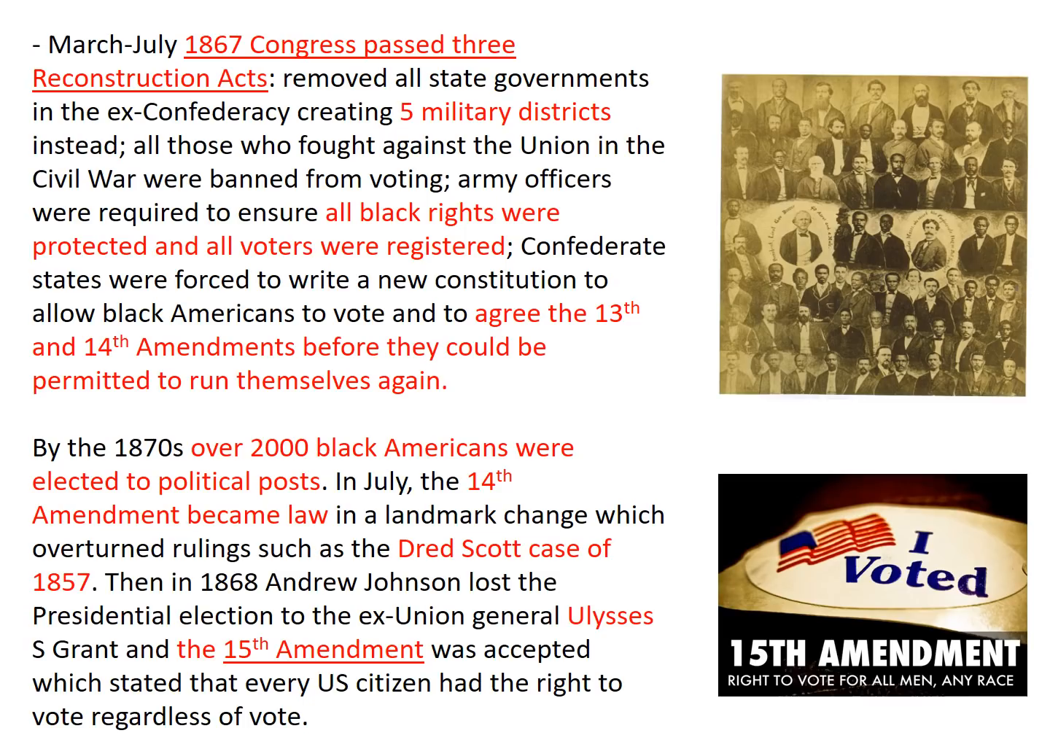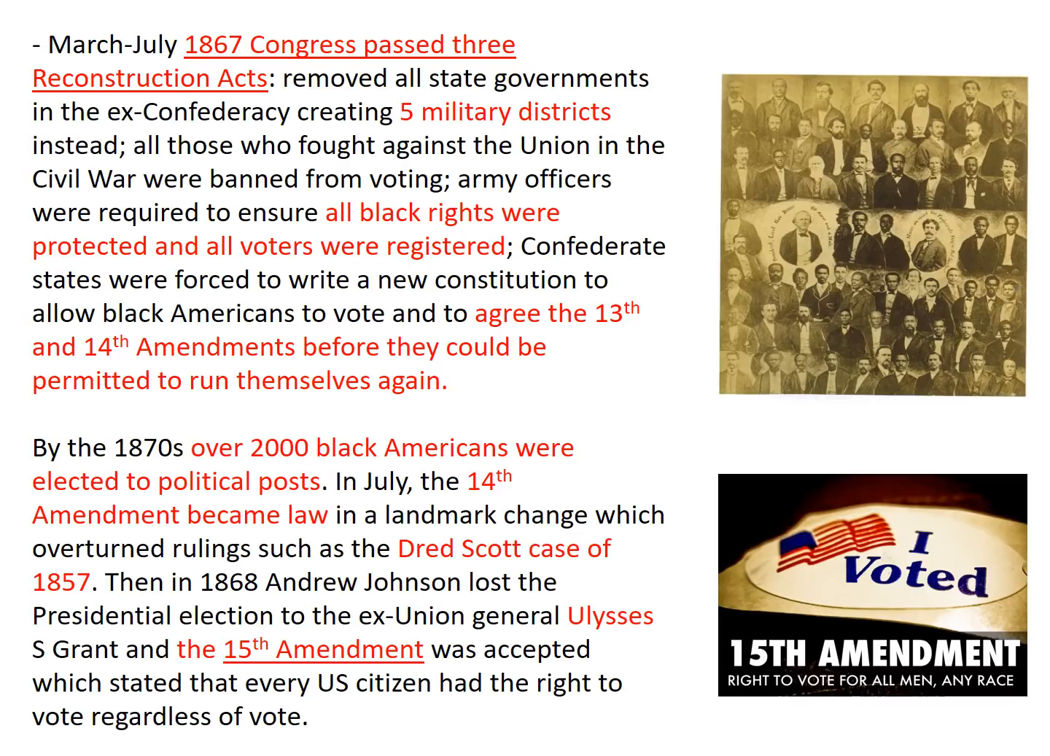They also say that there's 3 Reconstruction Acts. Basically, they said this is nonsense that these southern states have had this power. So they established 5 military districts in the south. Army officers had to ensure black rights were protected. All voters' rights were registered, and the Confederate States had to write their own new constitutions, which allowed black Americans to vote and to agree the 13th and 14th Amendments before they were allowed to rejoin. So it's taken all that power that those southern states immediately gained straight after Lincoln's death, but it's really reduced it again.